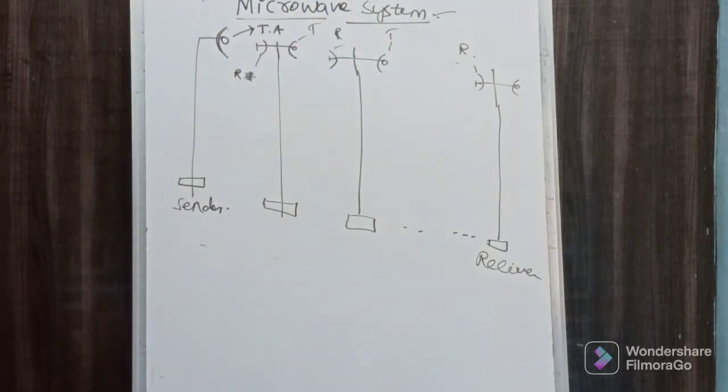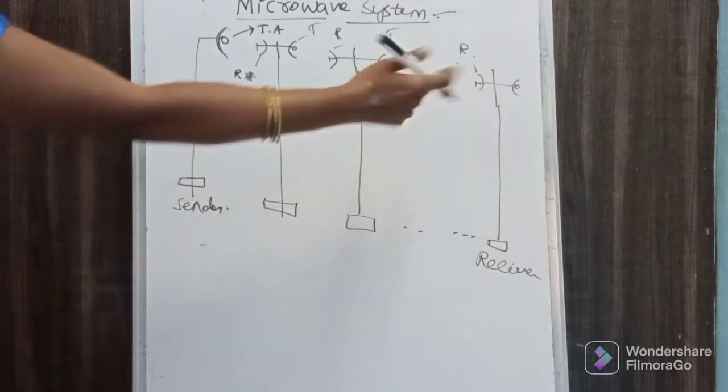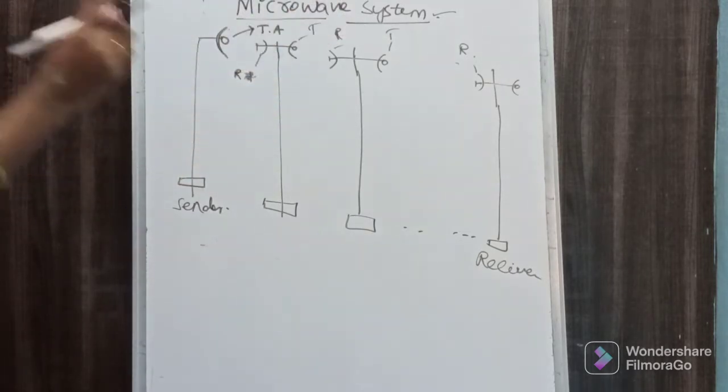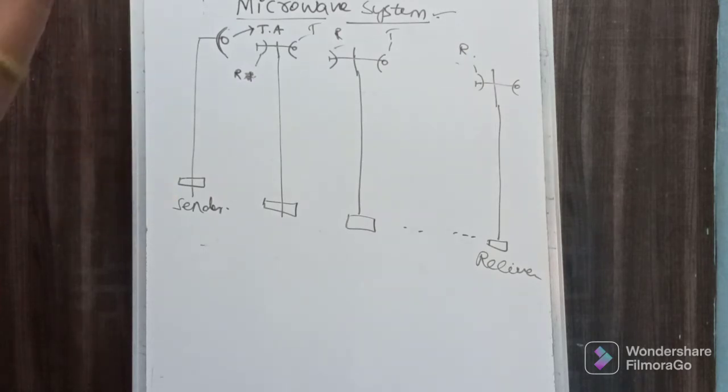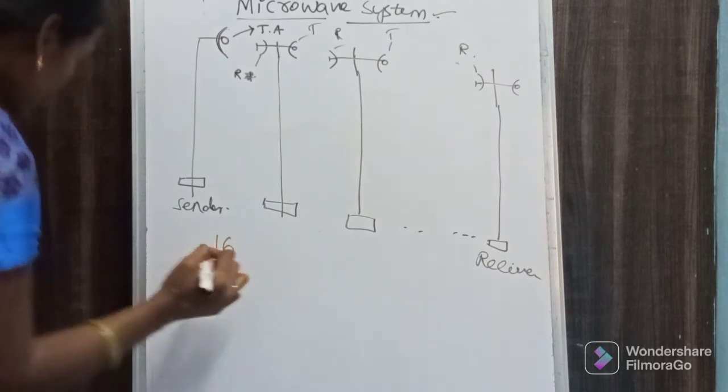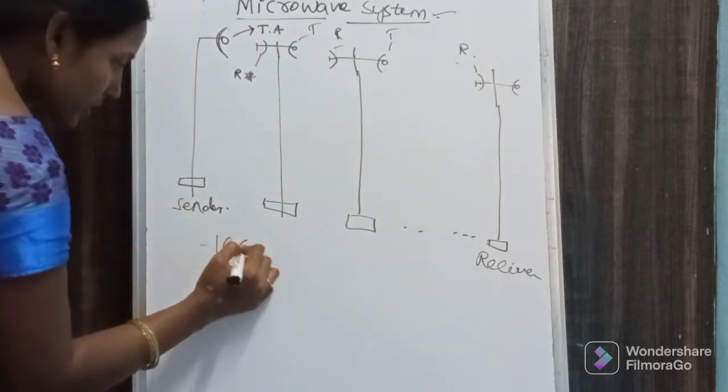So what is the drawback we have in the microwave system? If you have a long distance, you have to use many antennas. If any one of the antennas spoils, you have to replace it with another antenna, and the antenna installation process is also very high cost. So microwave systems have a very involved installation process and high cost is required, and they also have a speed of about 16 gigabits per second.